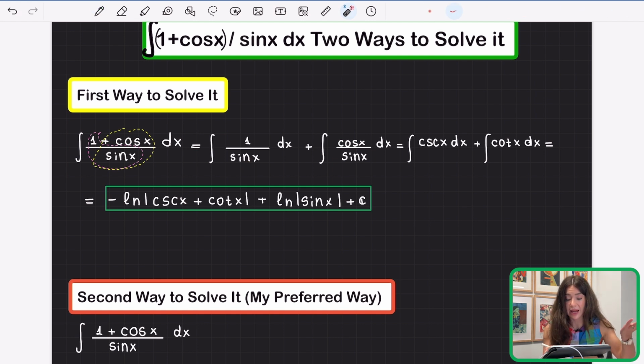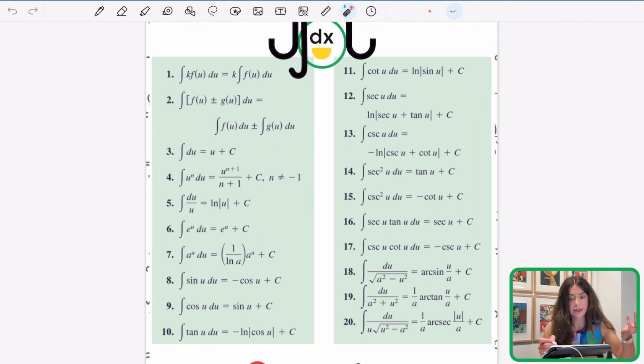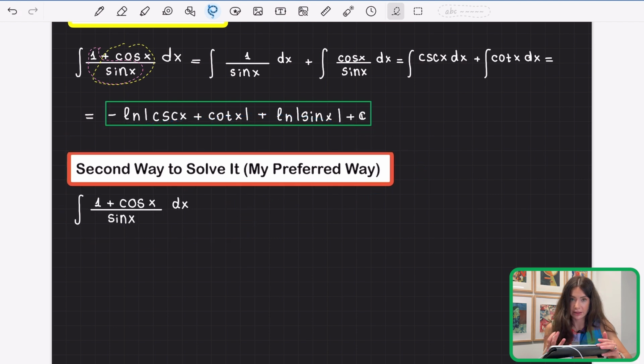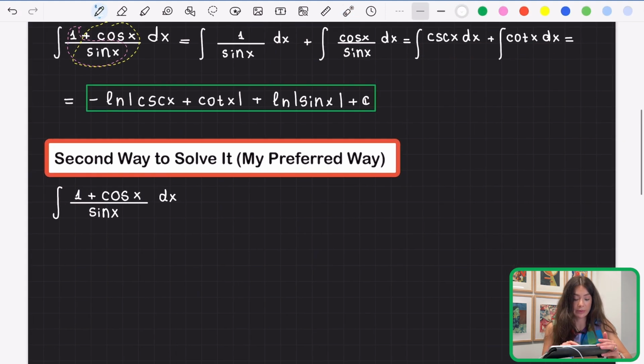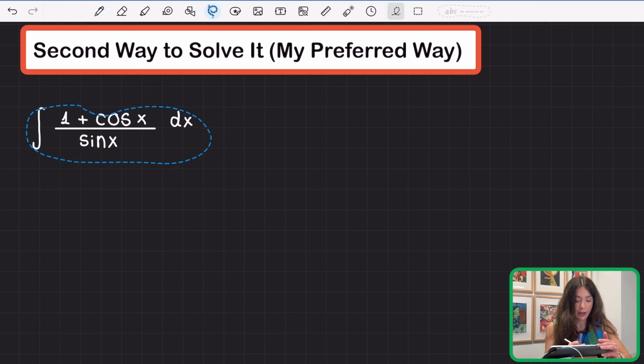And as you can see, after this point, you just use the formulas from your 20 basic rules of integration. So that wasn't bad at all. But if you don't have the formula in front of you for those less common integrals, like the integral of cosecant and the integral of cotangent, a lot of people don't have those memorized because they're not as common. There's another way to solve this problem, which is my preferred way, because you don't have to remember things. You can just use trig identities to solve it.